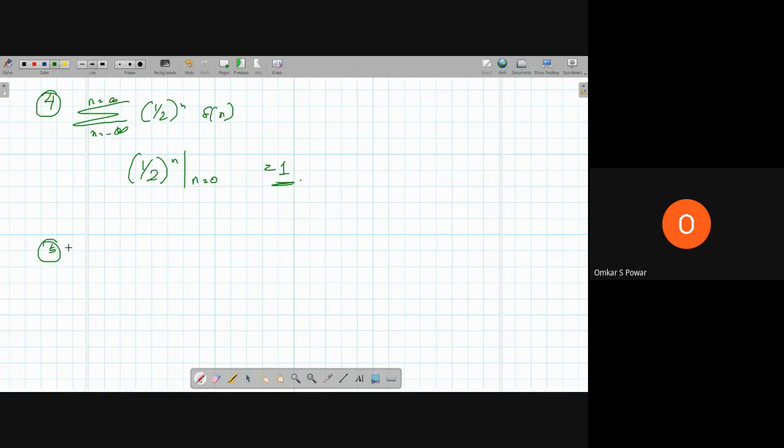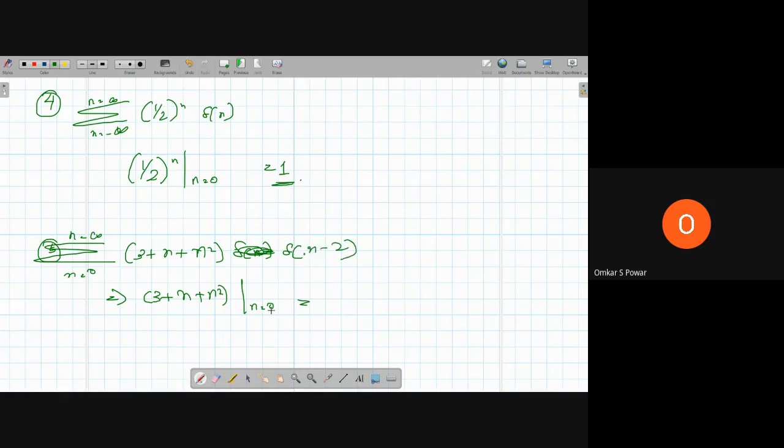Then quickly I'll solve the last problem for today. Summation n varies from 0 to infinity, 3 plus n plus n square del of n, and let it be del of n minus 2. So at n is equal to 2, 3 plus 2 plus 4 is equal to 9. This is how you solve the problem for discrete.